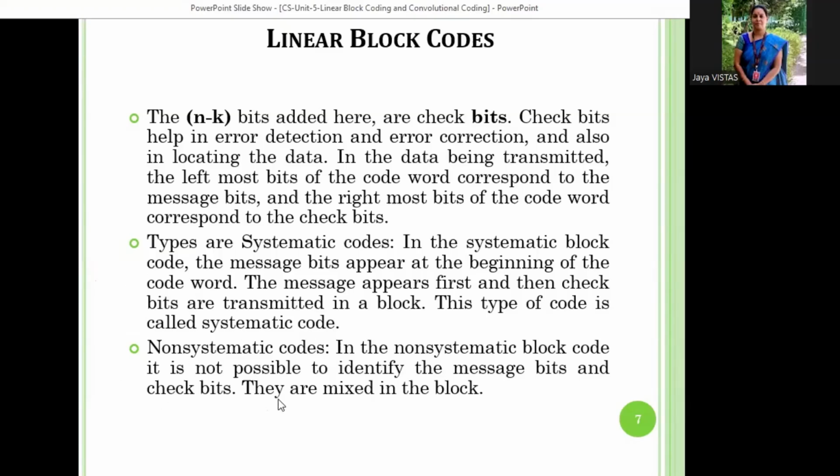In the non-systematic code, the second type, in a non-systematic linear block code, it is not possible to identify the message bits and check bits. We are not able to find out which are the message bits and which are the check bits. Both are mixed in the block, so we are not able to easily identify which are the message bits and which are the check bits. So this type of coding is called a non-systematic code.